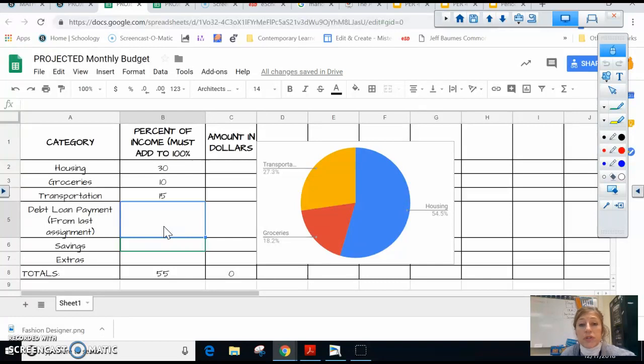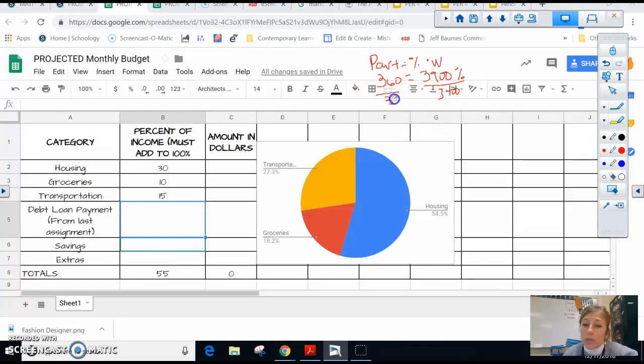So the first thing you're going to have to do is figure out what percent of your monthly income that is. So for example, I'm going to write on this board a little bit. First of all, remember part equals percent times whole, right? Now my whole for my money is $3,900. And I don't know the percent, but I do know that every month I have to spend $360 to pay my loan back. So if you remember, what that means is I have to divide both sides by 3,900. That's my total, and I'm dividing both sides by 3,900 because I want to figure out what percent it is.